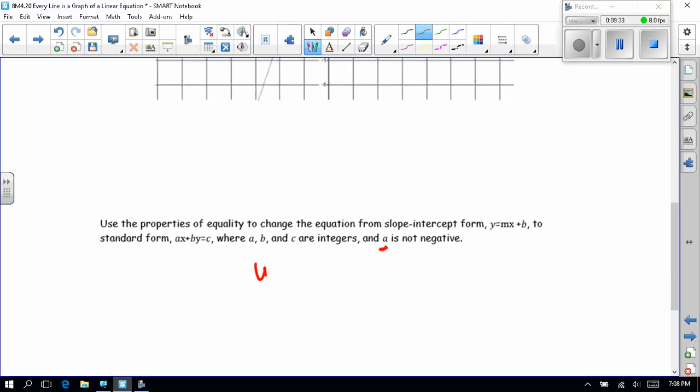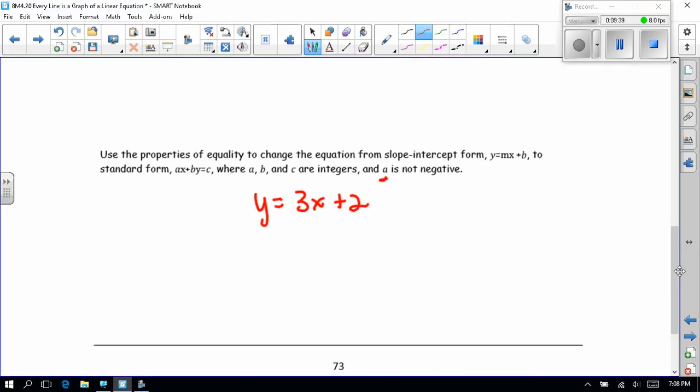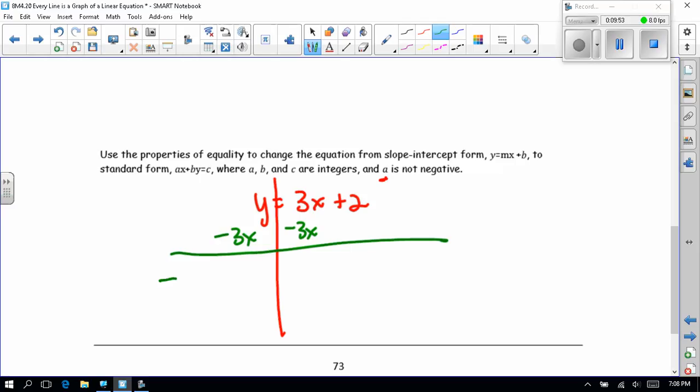So y equals 3x plus 2. That's it, right? Okay. So we need our x term to go on the other side of the equation, right? So draw a line down. We're going to subtract 3x from both sides. And we'll have -3x plus y equals 2.